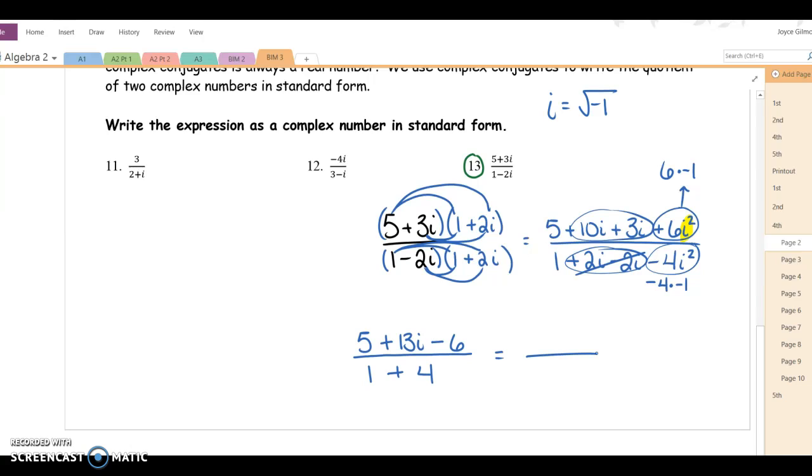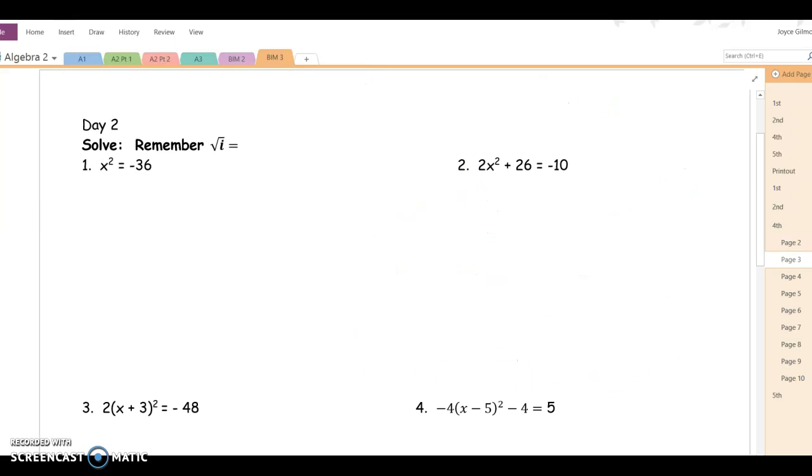Finish combining your like terms. On the top, 5 and negative 6 is negative 1. So we have negative 1 plus 13i. On the bottom, 4 plus 1 is 5. You did this correctly if you have no i's in the denominator. By multiplying by the complex conjugate, you are getting rid of the i's in the denominator. In your notes where it says day 2, please cross out the square root of i because that is very incorrect. We need to remember that the square root of negative 1 is the imaginary number i.